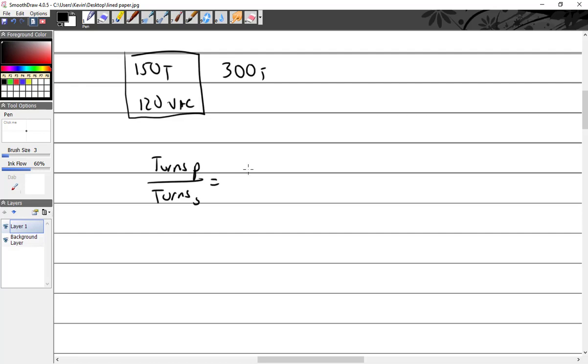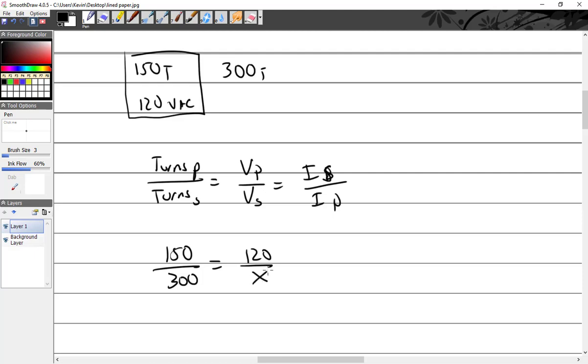Turns primary over turns secondary equals voltage of the primary over voltage of the secondary equals the current of the secondary over the current of the primary. All right, so 150 over 300 equals 120 over X. 150 goes into 150 once, goes into 300 twice. So cross multiply, 1X equals 240. So that'd be 240 volts AC.